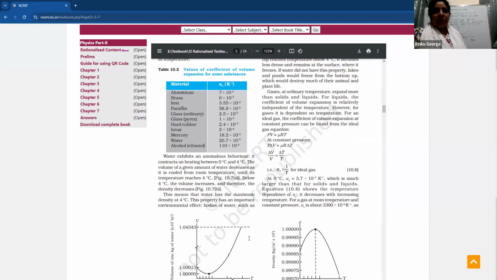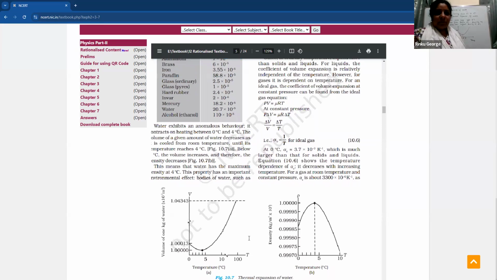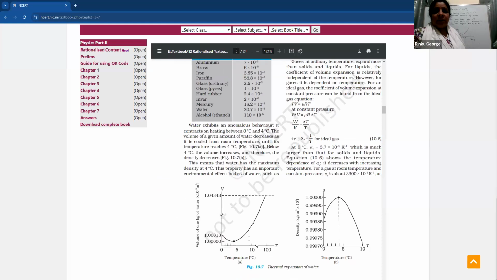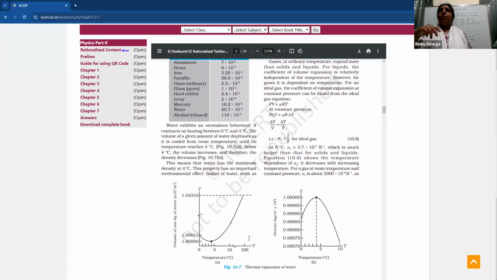So above the graph, I will read. Above the graph, left side, first column. This means that the water has maximum density at 4 degrees. So at 4 degrees, water has maximum density. So it will sink. That is the principle used here. At 4 degrees, the water will have maximum density. It will sink.